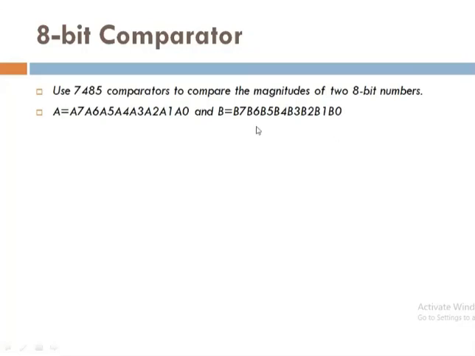So we can say A is less than B. Now if it is the case that A7 and A6, B7 and B6 are both the same, then it will compare A5 and B5. In this way this IC performs the comparison. It will start the comparison with the MSB bit. If they are equal, then it will perform the comparison between the next bits. In this way your IC is going to perform the comparison between the two numbers A and B.